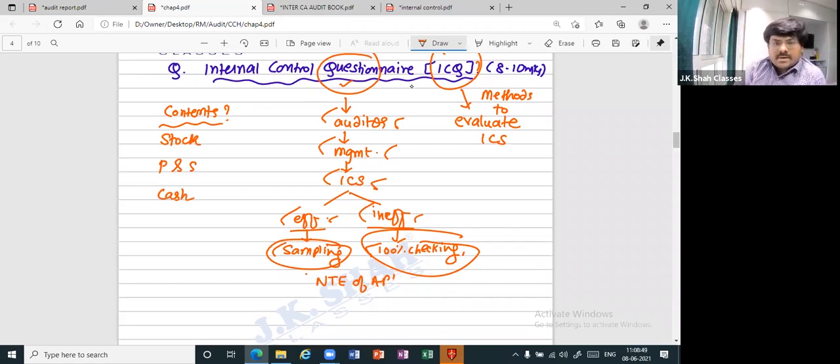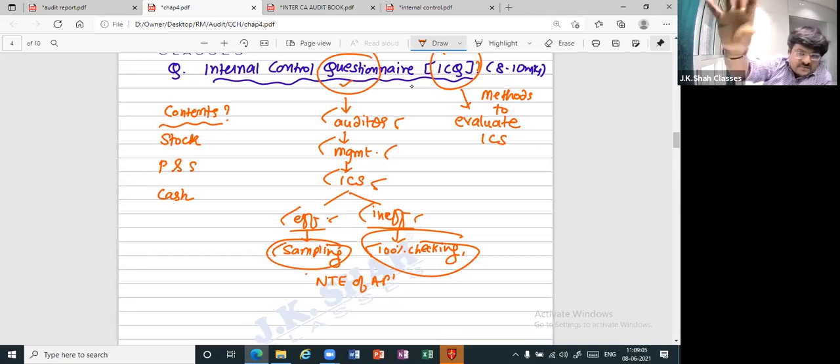You can ask the management, tell me, how is your stock safeguarded? Then ultimately they may tell you, we have a storekeeper, we have CCTV cameras inside and outside the godown, we have a perpetual inventory system, which is a stock record. So any movement of the goods has to go through the stock record.